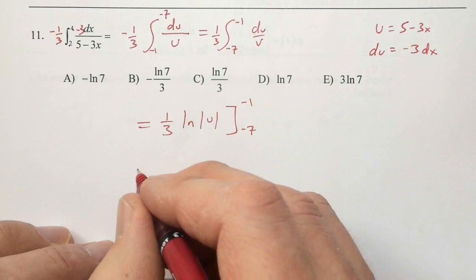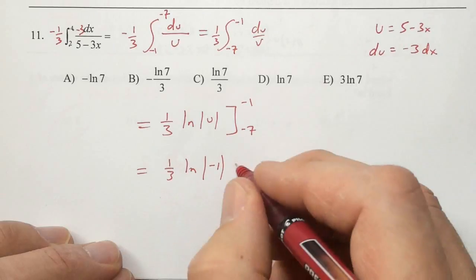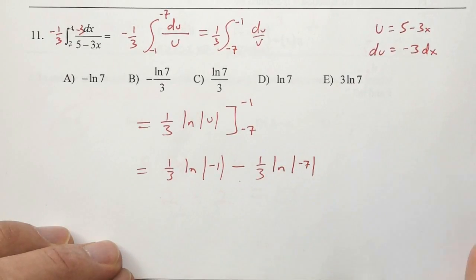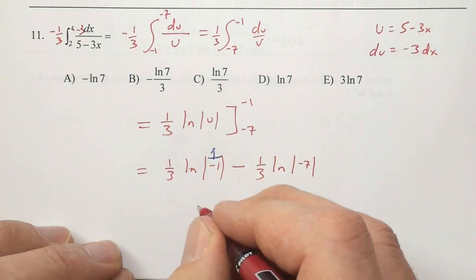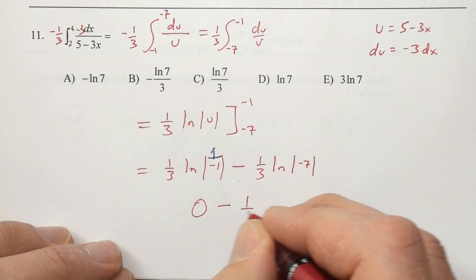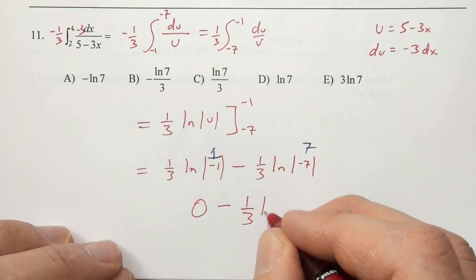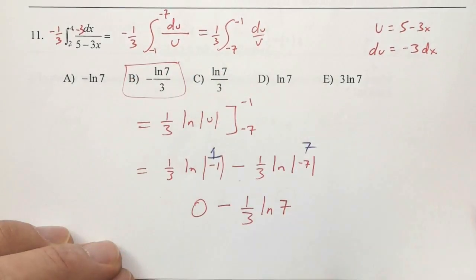We plug the negative 1 in first, so we have 1/3 times the natural log of the absolute value of negative 1 minus 1/3 times the natural log of the absolute value of negative 7. The absolute value of negative 1 is 1, and the natural log of 1 is 0. The absolute value of negative 7 is 7, and there's no simplifying that. So we need the negative 1/3 natural log of 7, which is b.